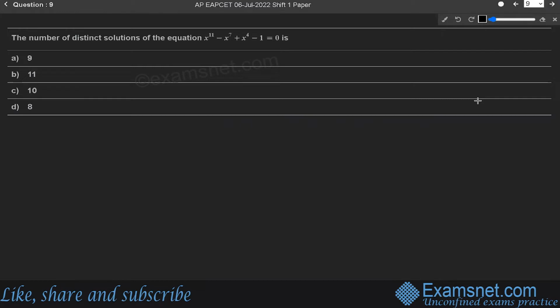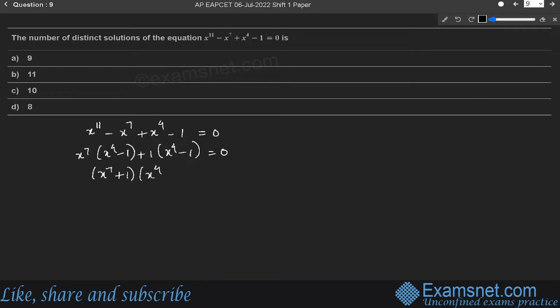The number of distinct solutions of the equation x power 11 minus x power 7 plus x power 4 minus 1 is equal to 0 is. On taking x power 7 common from the first two terms, it becomes x power 4 minus 1. Taking plus 1 common, it will be x power 4 minus 1 is equal to 0. So the factors will be x power 7 plus 1 and x power 4 minus 1 is equal to 0.